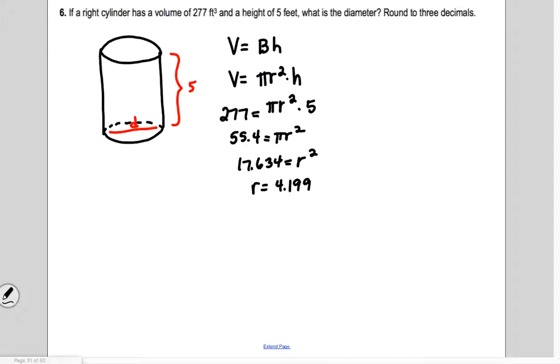So then how do I get the diameter? I multiply by 2, right? So I keep that number in my calculator and I do times 2. So I get 8.399. Units? Feet. Yep, feet, because it's a length, not an area.